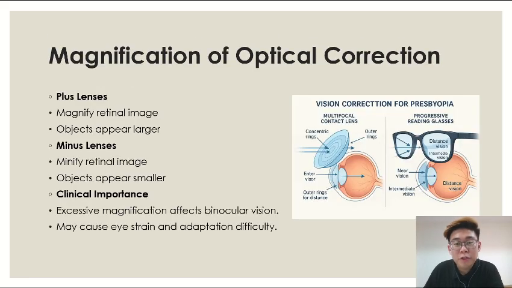Magnification refers to changes in retinal image size caused by corrective lenses. Plus lenses magnify the image and make the object appear larger, like reading glasses or magnifying glasses. Minus lenses reduce the image size, so with minus power lenses the image will look smaller. Excessive magnification may affect binocular vision and the adaptation period.